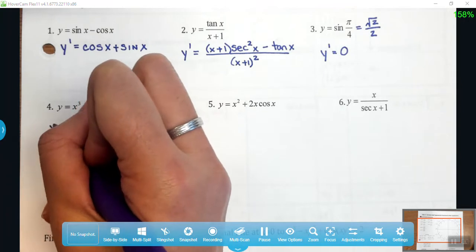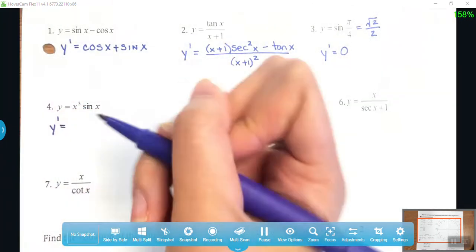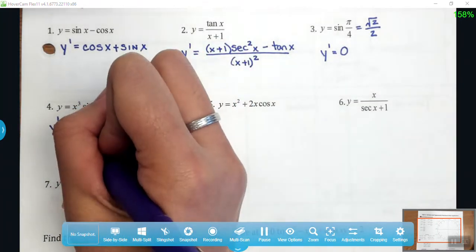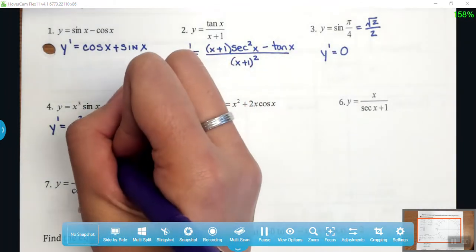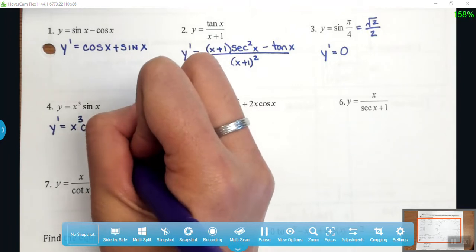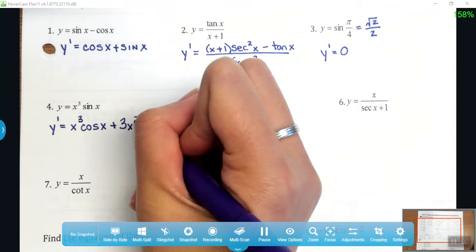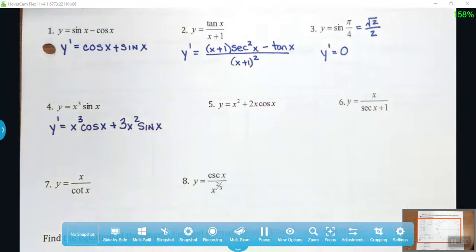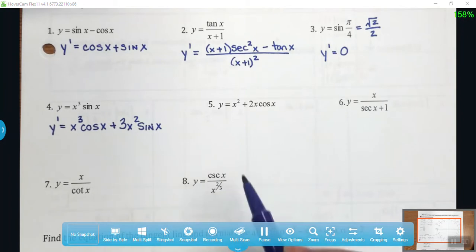For 4, y prime. What, for this one, I must do product rule. X cubed, derivative of sine is cosine, plus 3x squared sine x, right? All right, you try 5, 6, 7, 8.